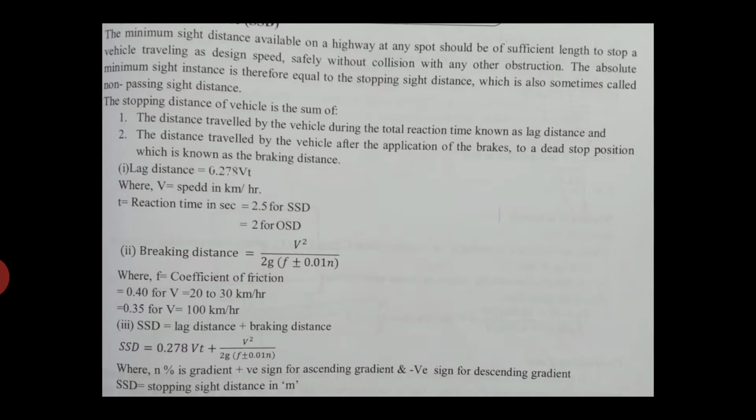We are discussing stopping sight distance. In the earlier lecture, we had seen sight distance, restrictions to sight distance, and types of sight distances. In today's presentation, we'll discuss stopping sight distance and we'll see one simple example on it.